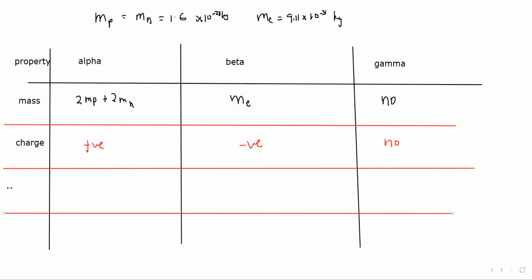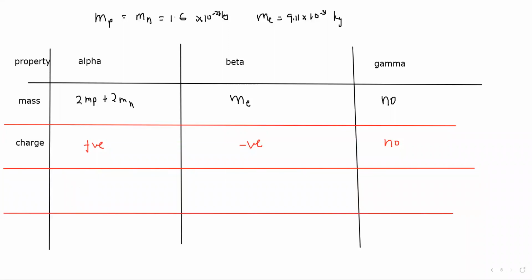The speed. When we compare the speed, alpha particle is very slow because they have more mass. The approximate speed varies, you don't have a fixed value for their speed. So relatively, alpha particles are traveling slower.